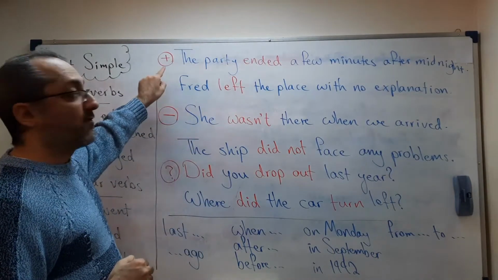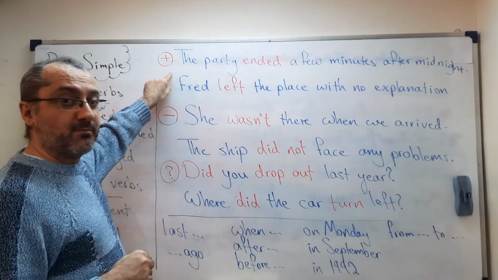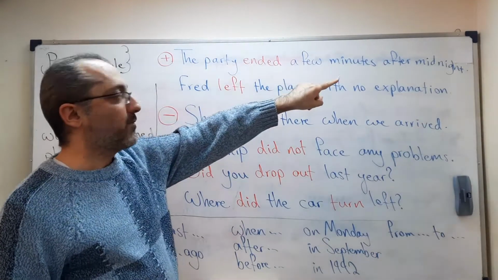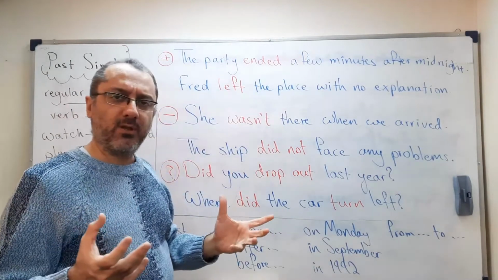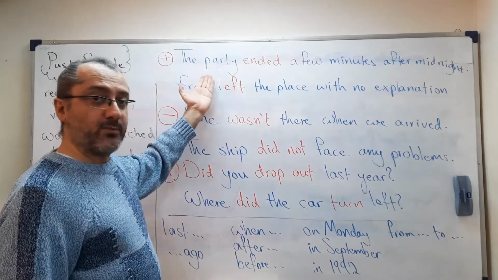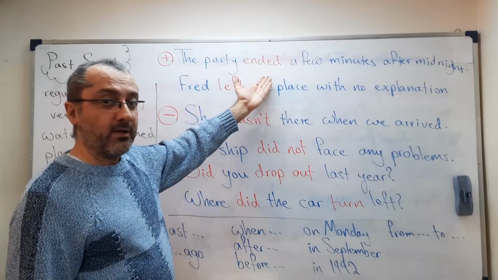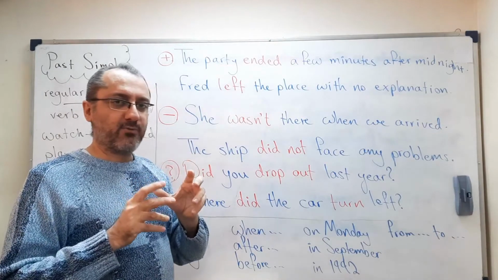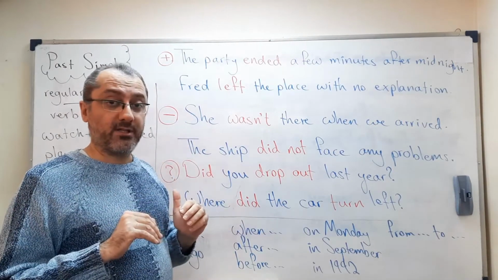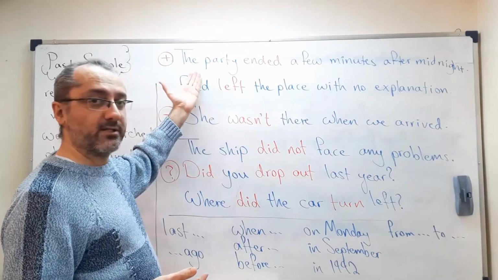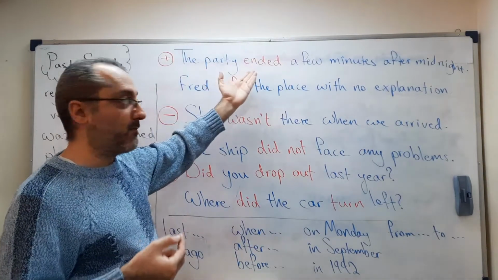Let's start with the affirmative, positive sentences. The party ended a few minutes after midnight. You see, it's very simple. Like all the other sentence structures in English, you start with a subject, and then the verb, and then the rest of the sentence. Of course, there are some special cases where we do not start our sentences with a subject, but most of the time in English, you start your sentence with the subject and then the verb.